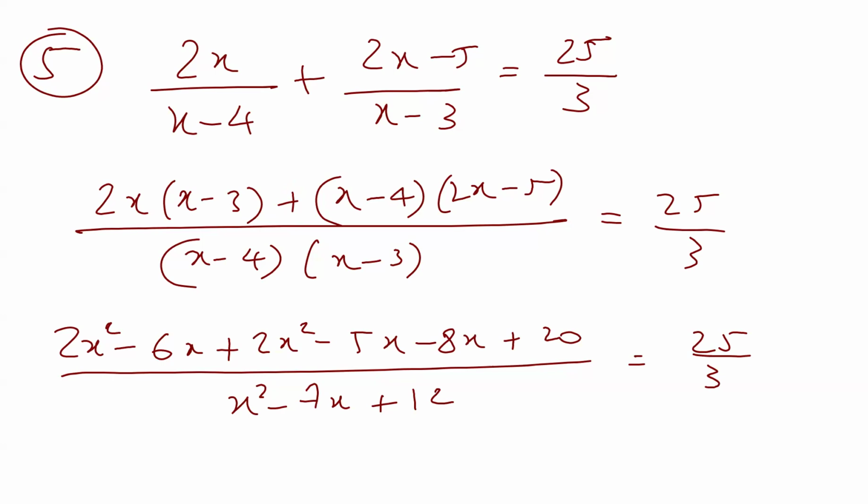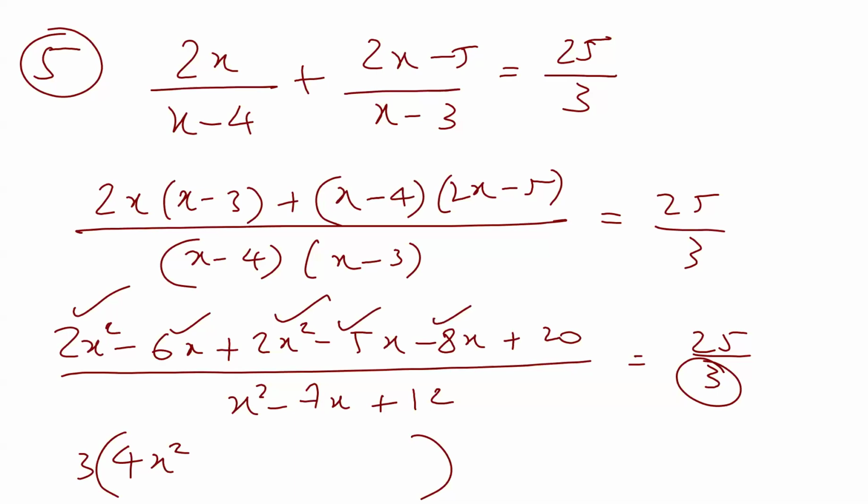So 3 will be cross multiplied on the left hand side. 3 into 2x square, 2x square is 4x square. Minus 6 minus 5 minus 8. That is minus 19x plus 20 equal to 25 into x square minus 7x plus 12.